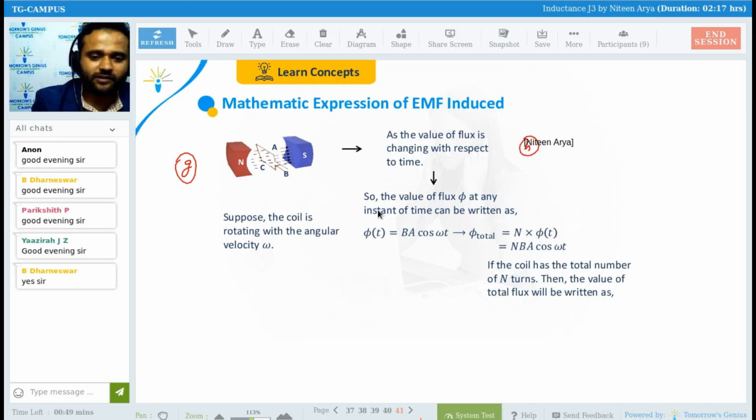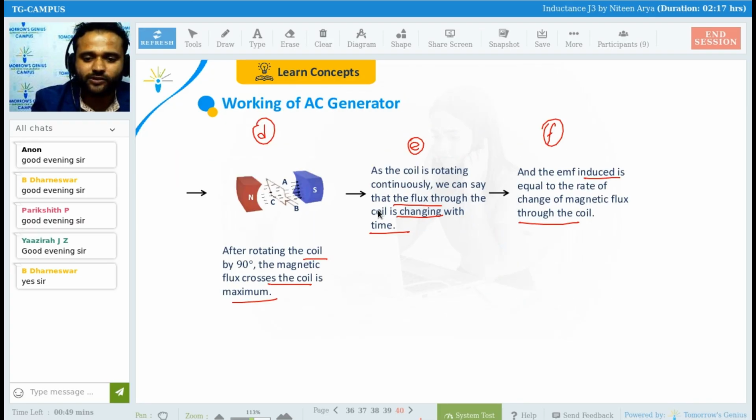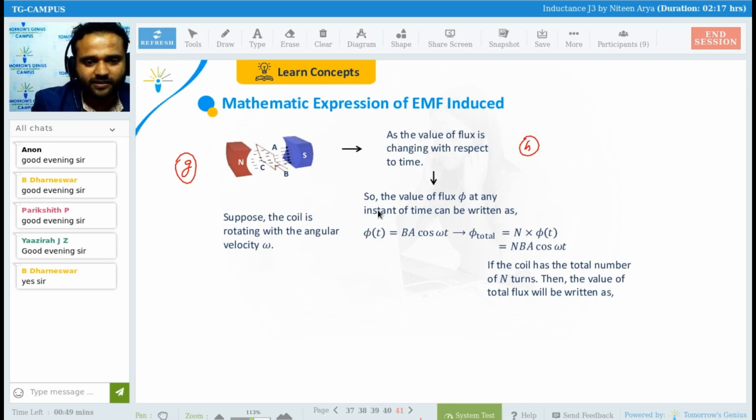I am not going to write the names after this, because this is the sequence. That's why I am doing this. So after F, what is happening? It starts rotating in the same way continuously.